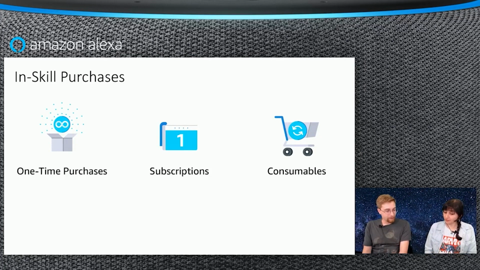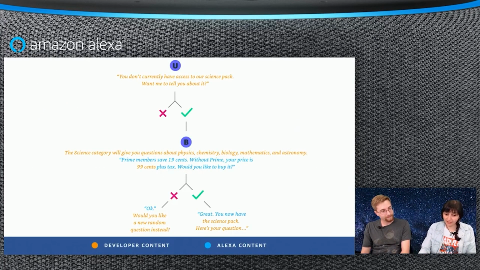And then consumables, you could also structure your trivia game a little differently by maybe buying hints. Yeah, exactly. You can buy a pack of hints and spend those, and then they're gone. So you buy them and consume them in the skill. That's the reason we call it consumable, and it's really easy to integrate with a skill.